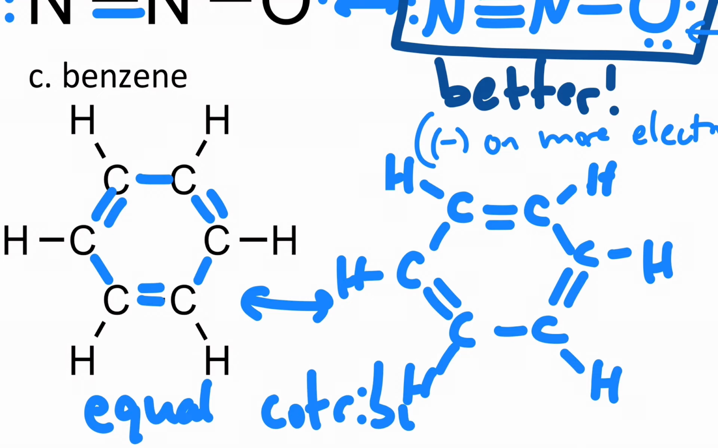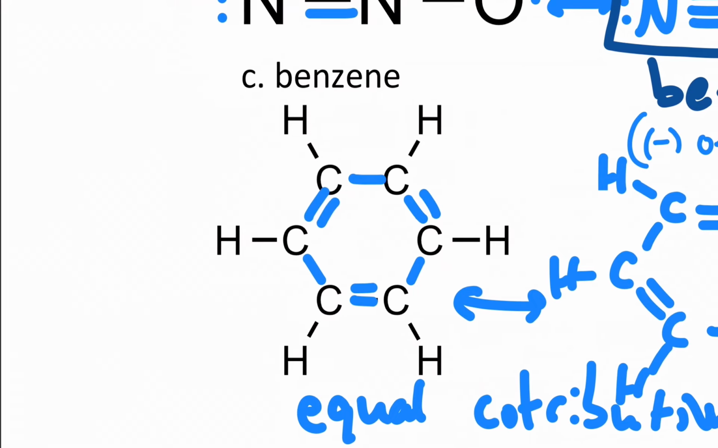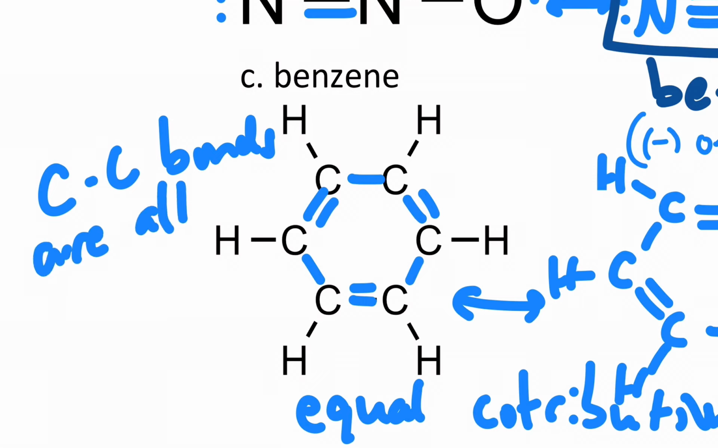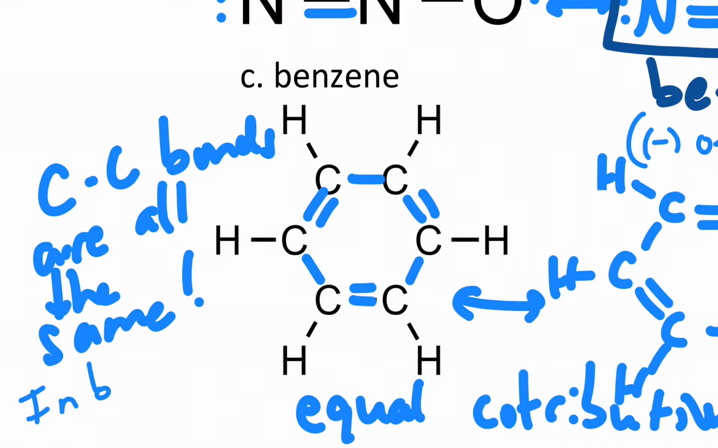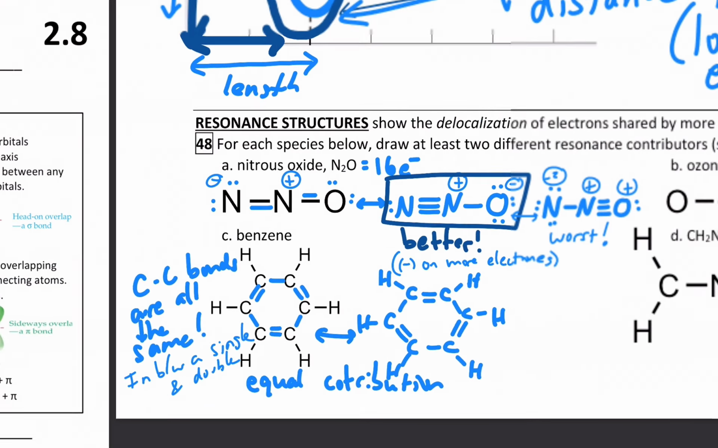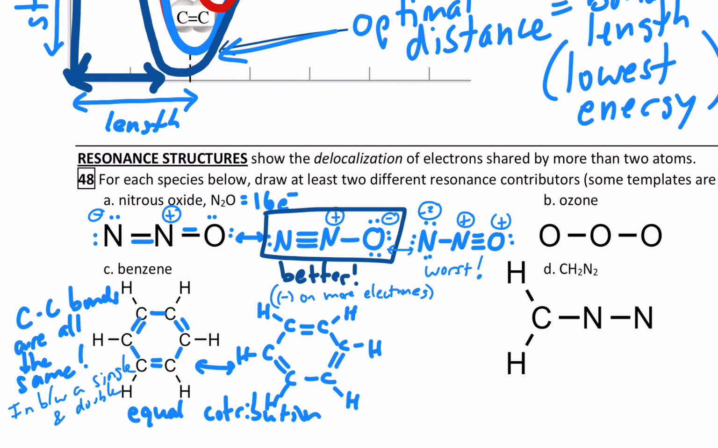And what that means is that the carbon-carbon bonds are actually all the same. CC bonds are all the same here. They are in between a single and a double, because that extra pair of electrons that's forming that pi bond is shared between more than just those 2 atoms. It is delocalized throughout, frankly, the whole molecule.